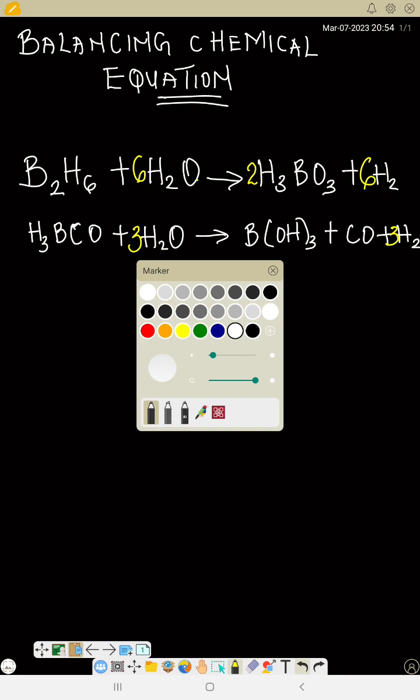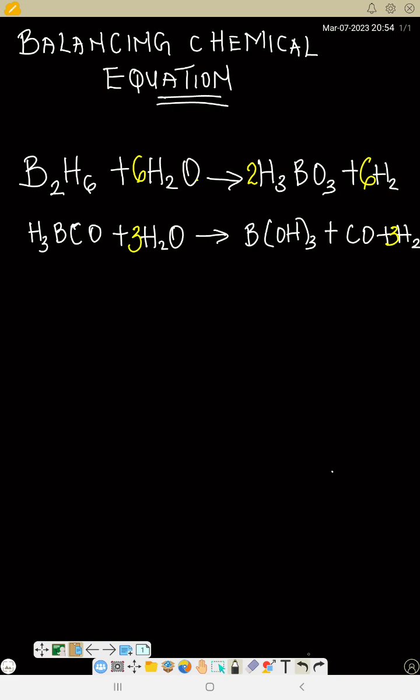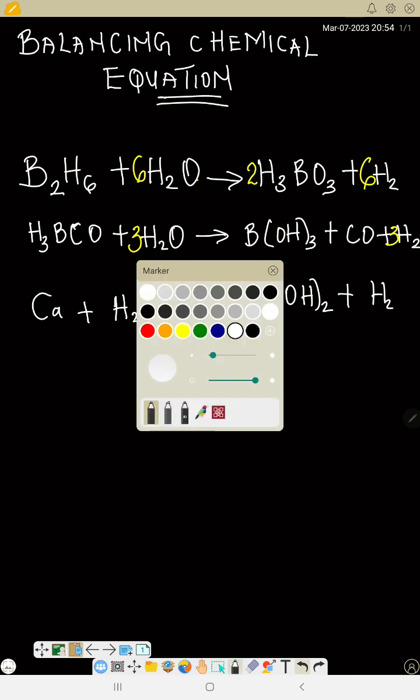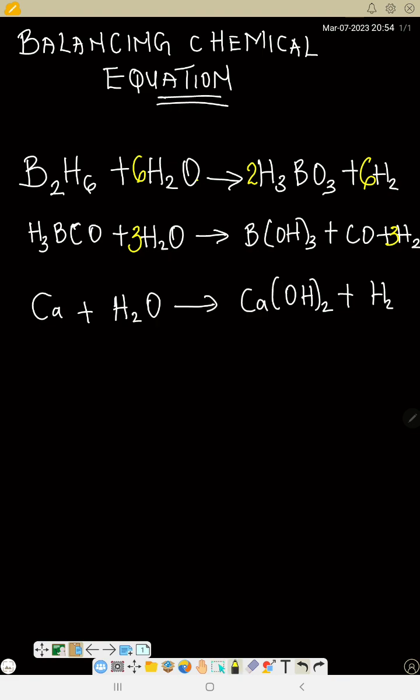So let's say we have calcium plus H2O to give Ca(OH)2 plus H2. So which one has the highest atom? Yeah, it's obvious, it is this. It has the highest atom.